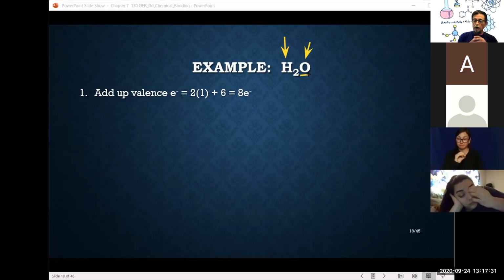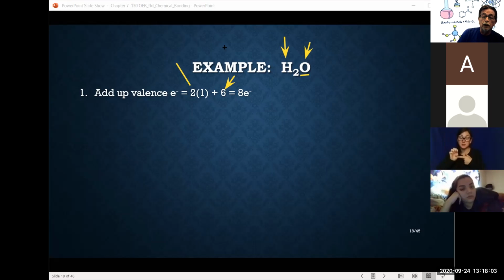So we first add up all the valence electrons. We know that hydrogen has one valence electron, but there's two of them, so we have to count for that. There's two valence electrons. Okay. And then we look up the valence electrons for oxygen. It's in group 6. Therefore, there are 6 valence electrons for oxygen. We tally up the valence electrons. We have a total of 8 valence electrons to work with.